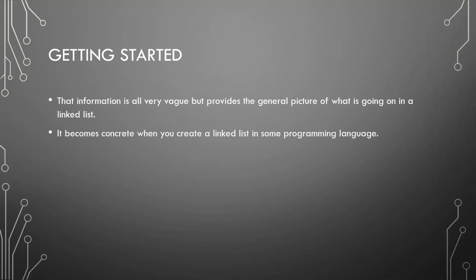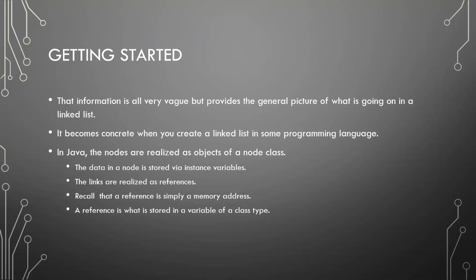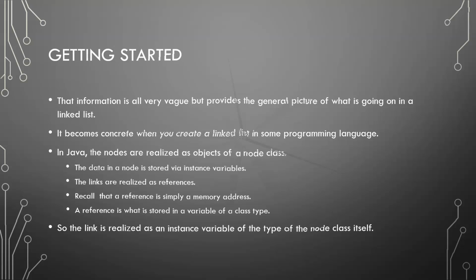It becomes more concrete for us to understand when we actually create a linked list in some programming language. Naturally, because we've been using Java, we're going to take this from the idea that nodes are realized as objects of a node class. The data in the node is stored via instance variables. The links are realized as references, and if you recall, a reference is simply a memory address. So where is that location in memory? A reference is what is stored in a variable of a class type. So the link is realized as an instance variable of the type of the node class itself.